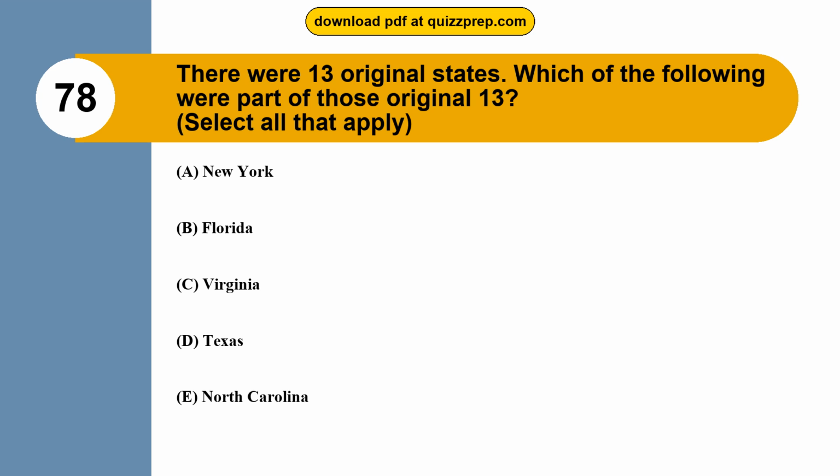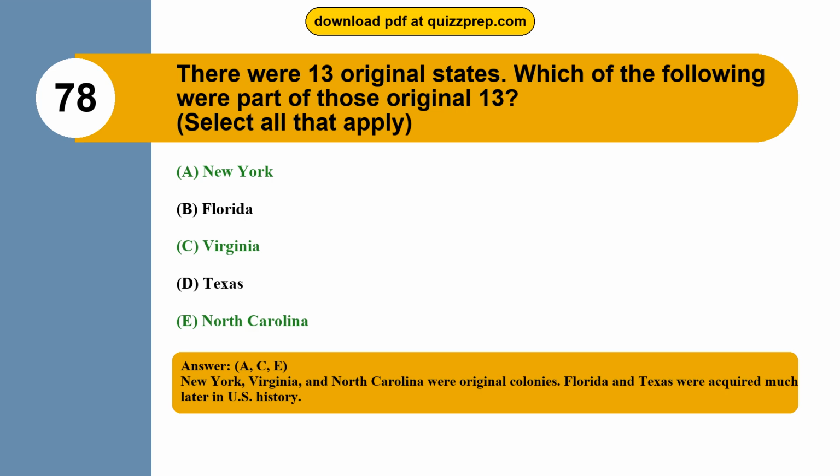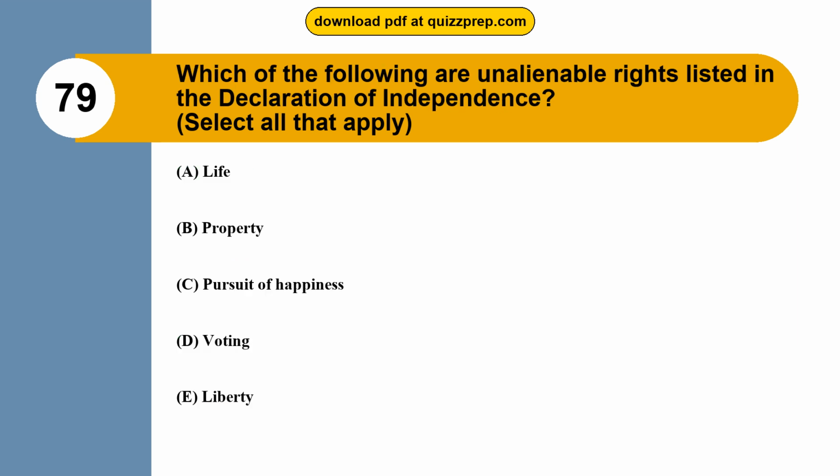Question 78. There were 13 original states. Which of the following were part of those original 13? Option A, New York. Option B, Florida. Option C, Virginia. Option D, Texas. Option E, North Carolina. The correct answers are options A and C and E. New York, Virginia, North Carolina. New York, Virginia, and North Carolina were original colonies. Florida and Texas were acquired much later in U.S. history.